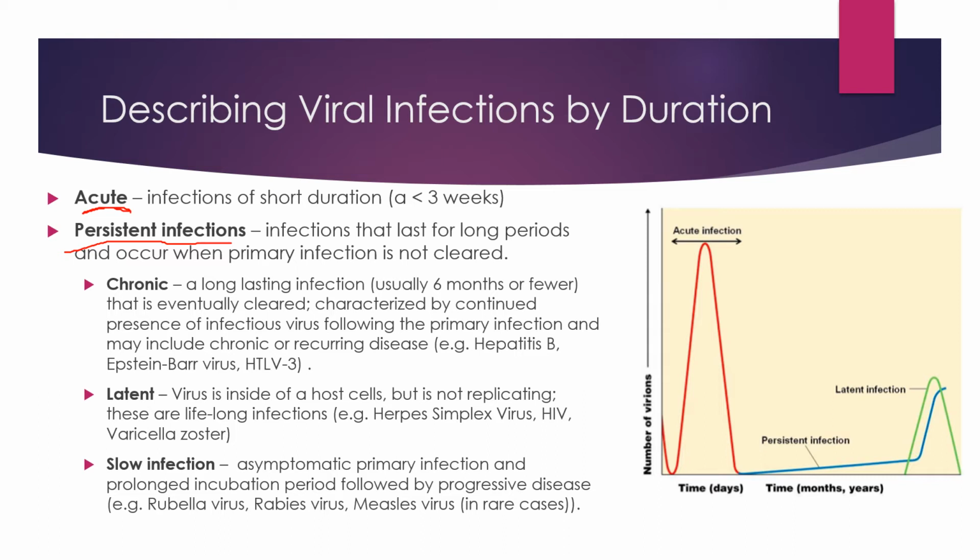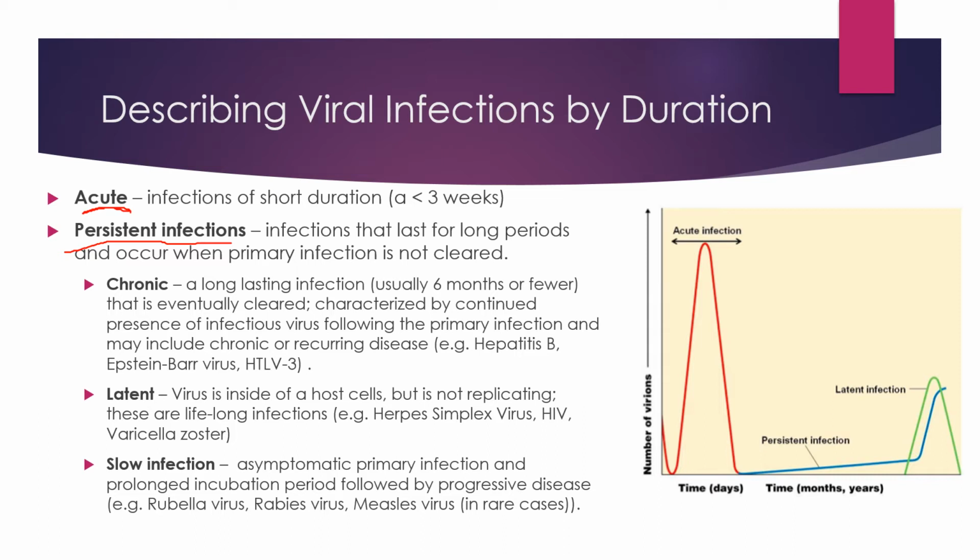Slow infections are a third type of persistent infection. Here, the primary infection is characterized by an asymptomatic initial disease. There'll be a prolonged incubation period followed by a progressive disease. Rabies is a great example of this. Victims can have this infection for approximately 1 month before showing any symptoms. Once the symptoms begin, however, they become increasingly debilitating.